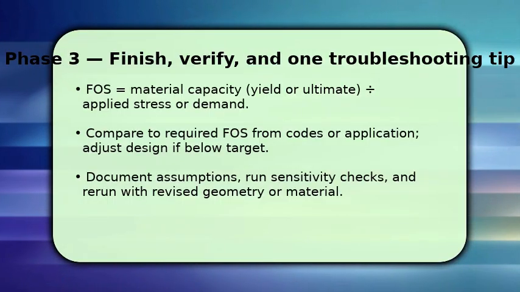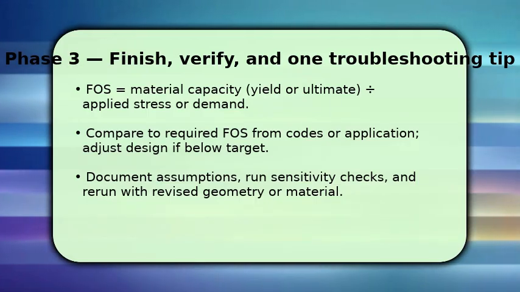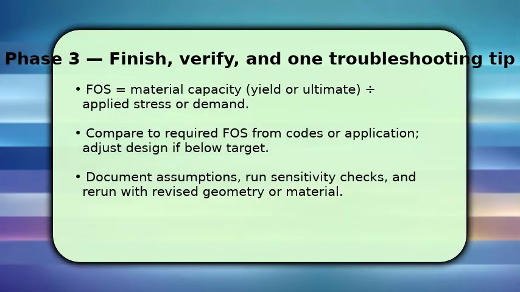Once done, compare that FOS to code or project requirements and decide whether to reduce load, increase geometry, or pick a stronger material. Make sure to document assumptions and run a quick sensitivity check. If results are unexpected, recheck input loads and boundary conditions. Those are the usual errors.